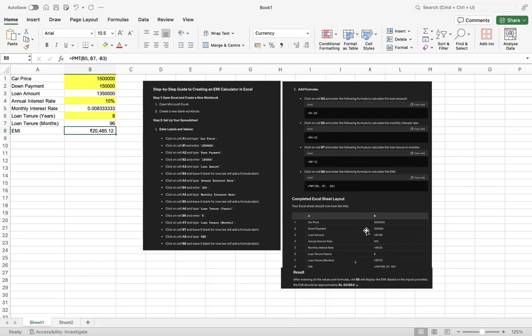Completed Excel sheet layout. So whatever you have got over here, the entire table I have to see. Okay. And in the result section, just write down the EMI per month that so and so Mr. X has to pay, which is almost 20,485 rupees. That's it. Simple.